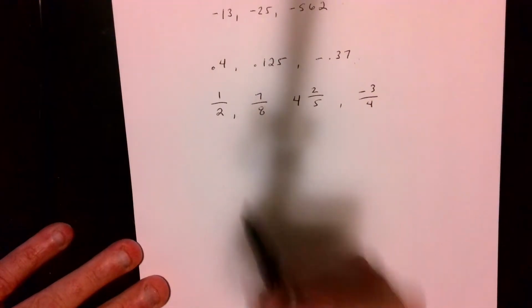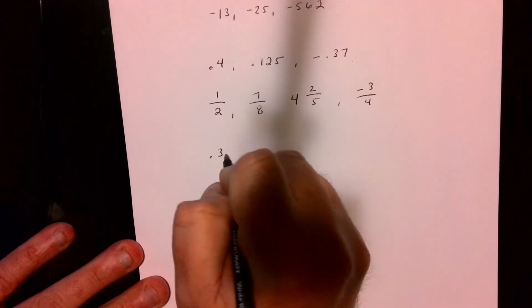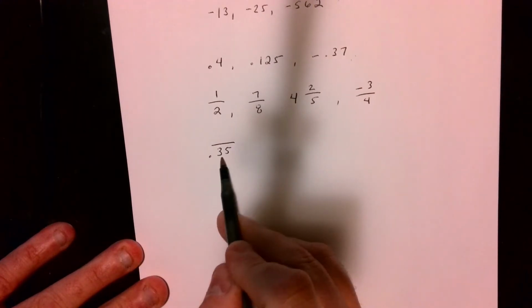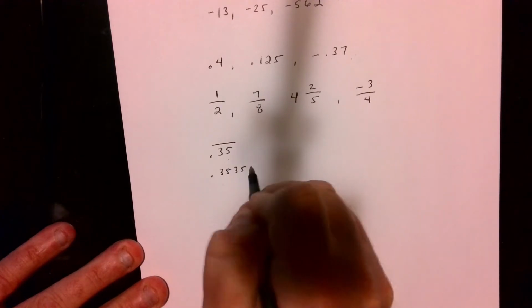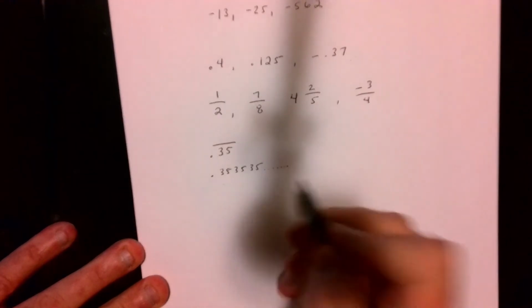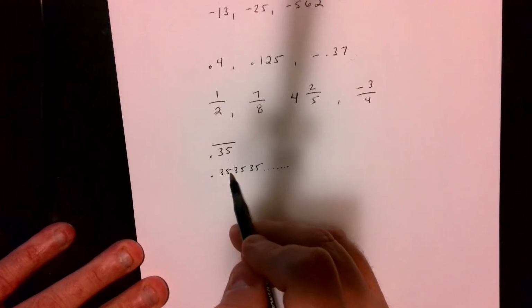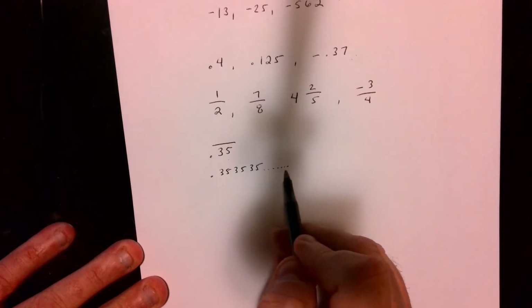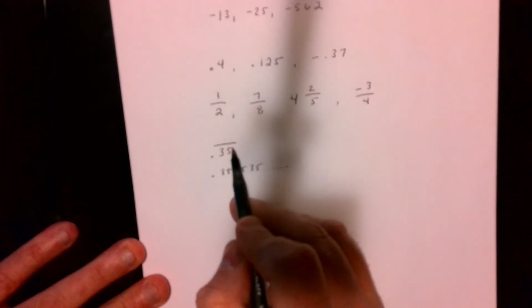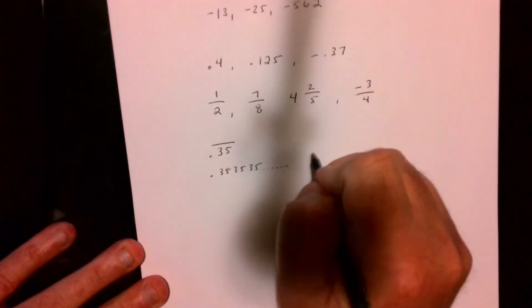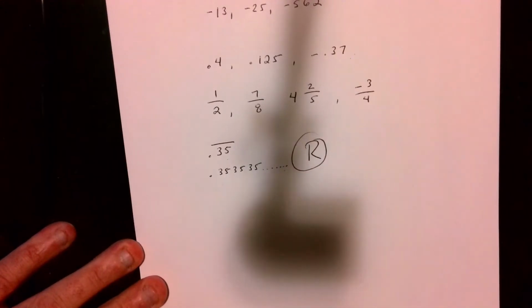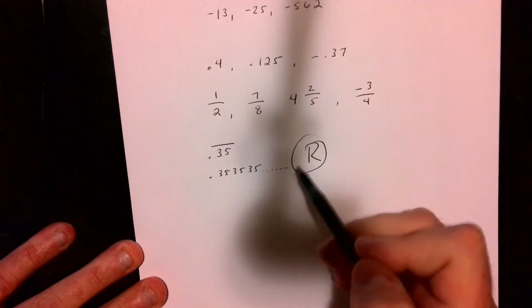Alright? What about if it repeats then? So we have 0.35 and we put this bar over it. That bar means it repeats, it keeps going. Another way of saying this is 0.35, 35, 35, dot, dot, dot. These mean the same thing. The dots mean it keeps going, and the repeating bar means it keeps going. But it repeats. There is a pattern. So therefore these are rational. So if it stops or if it repeats, it's rational.